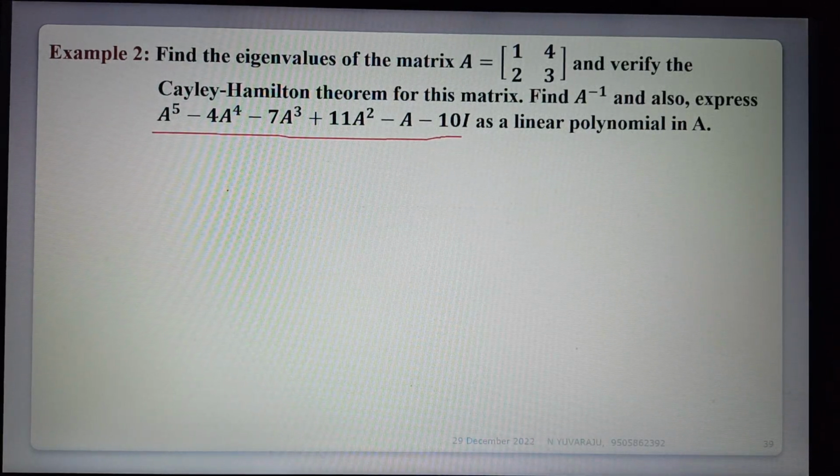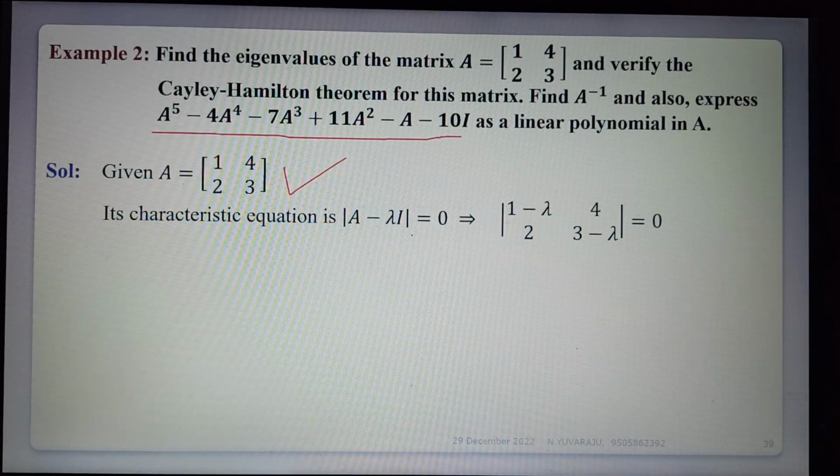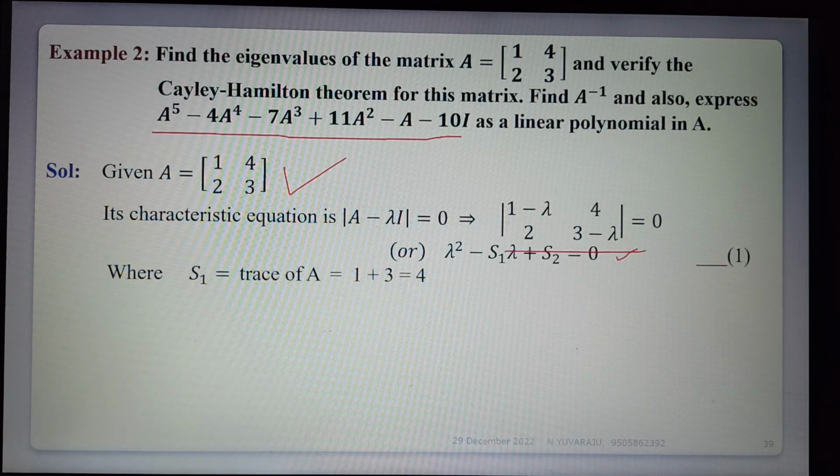Okay, now first of all finding the eigenvalues. This is a given matrix. So characteristic equation determinant of A minus lambda I is equal to 0, that is equal to determinant of 1 minus lambda, 4, 2, 3 minus lambda is equal to 0, that is lambda square minus S1 lambda plus S2 is equal to 0, or using another formula. S1 is equal to trace of the matrix, 3 plus 1, 4. S2 determinant of A is 3 minus 8, that is minus 5.